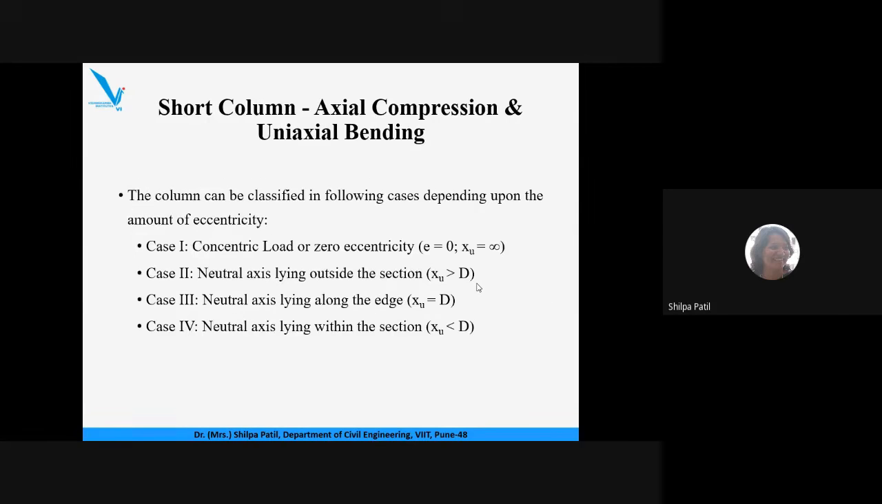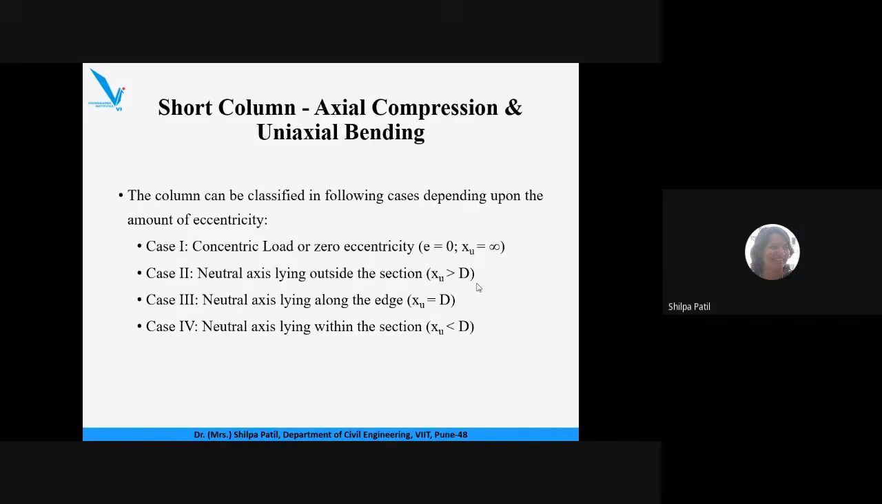Now this variation of the strain depends upon what is the eccentricity in the loading. If the eccentricity is more, obviously the moment acting on a column will be more. If the moment is more, the behavior of the column will be different. And if the eccentricity is less, the moment is less, and the behavior of the same column will be different.